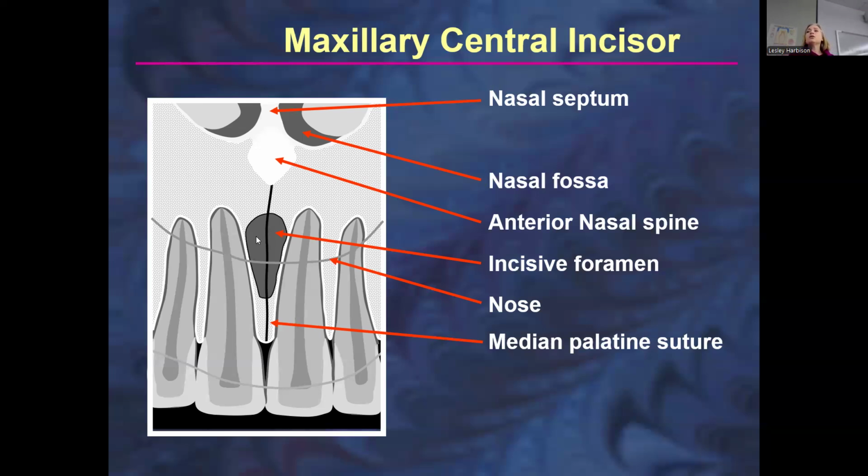There are two radiolucent areas, and so you have to let the arrows help define what you're looking at. If I'm just pointing in between the roots of the maxillary 8 and 9, you're going to be like, is she pointing to the incisive foramen or is she pointing to the median palatine suture? So let the arrows help guide you.